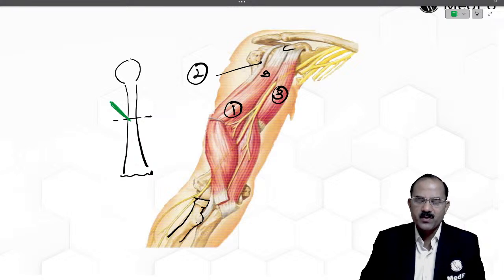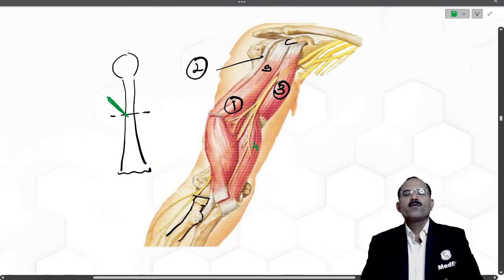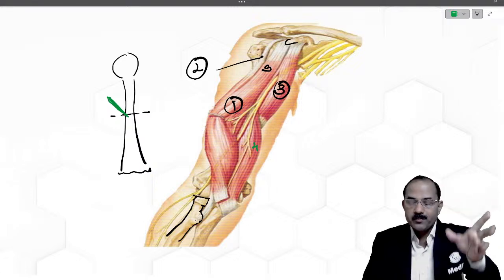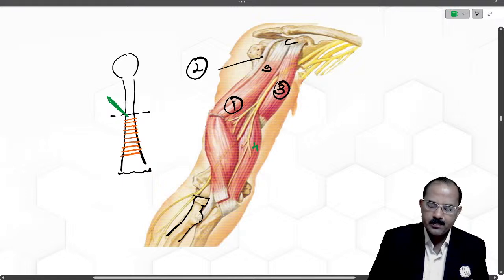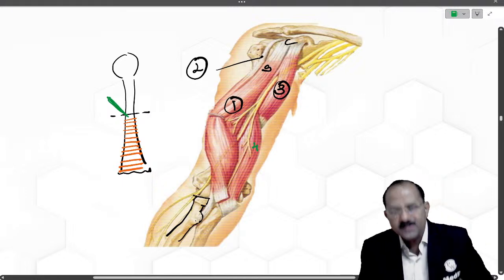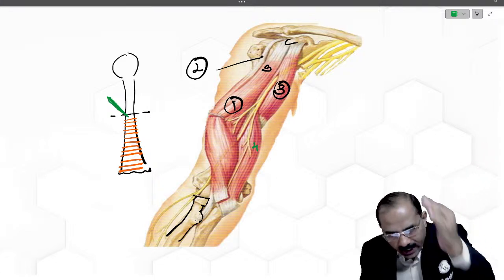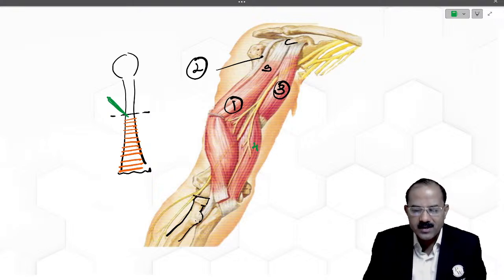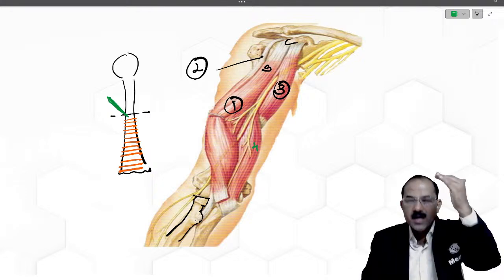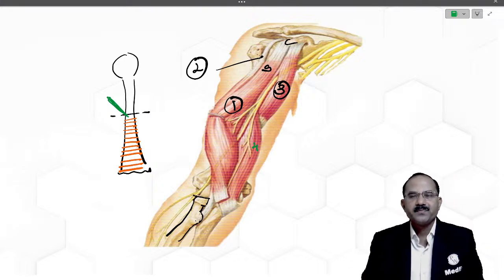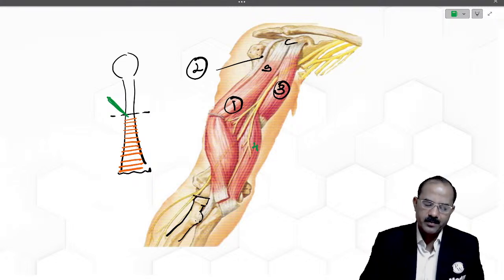Coming to the next muscle, number 4. This is brachialis. What is the origin of brachialis? It arises from the anteromedial and anterolateral aspect of the shaft of the humerus below the insertion of coracobrachialis. Where the coracobrachialis ends, that is the beginning of brachialis. Where is the insertion of brachialis?